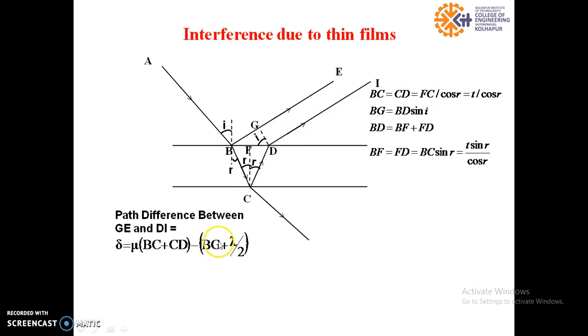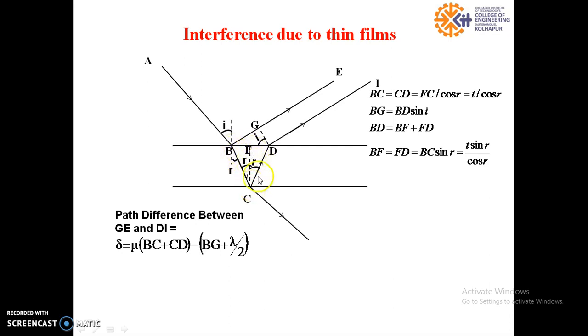Now next is BG. For BG you have to consider triangle BGD. In that triangle, sin I is equal to BG upon BD. BD is the hypotenuse over here. So BG is equal to BD into sin I. BD is BF plus FD. Okay, but then we don't know BF and FD. Again you have to consider triangles BFC and DFC.